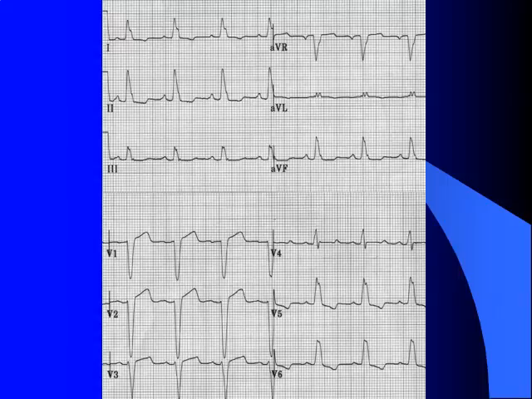Here we have an example of a left bundle branch block. We have our ST segments that are shifted discordantly to the terminal QRS, and basically this is what we expect to see. This is not positive for Smith or Sgarbossa's criteria in the presence of left bundle branch block.